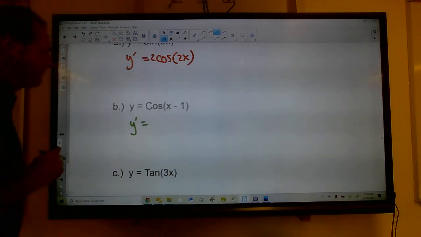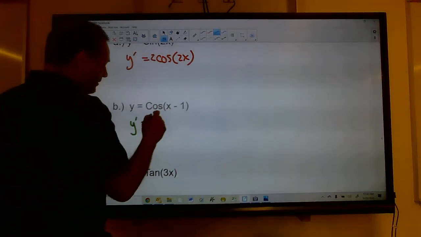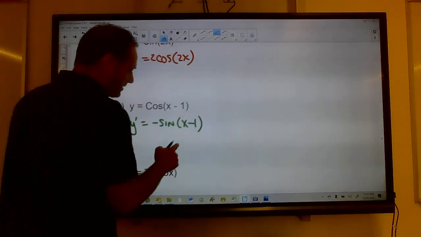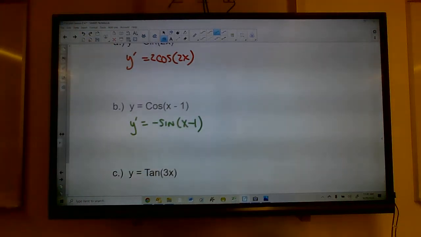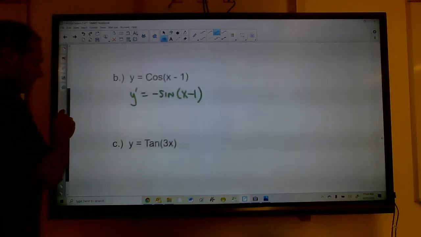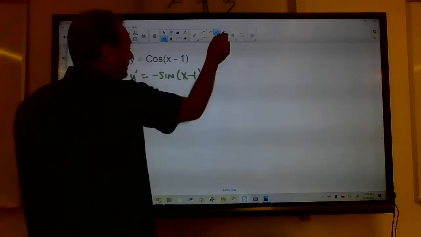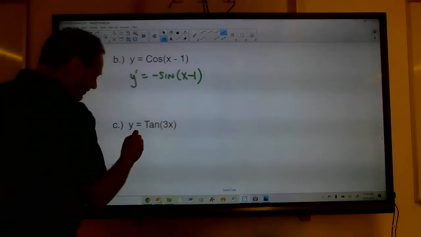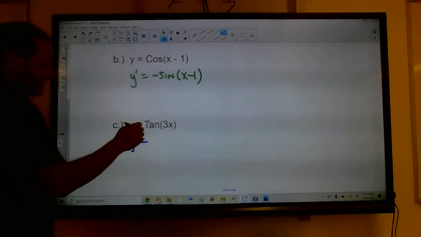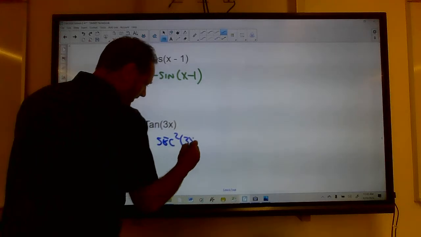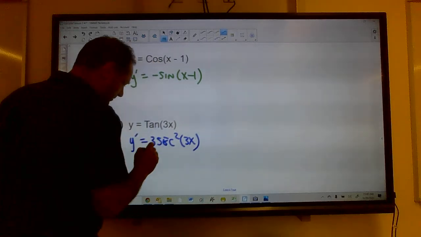The derivative of cosine of x minus 1: the derivative of cosine is negative sine of x minus 1 times the derivative of what's on the inside. That's just 1, so I don't really have to do anything with that. I'm done. Y equals tangent of 3x. Okay, so y prime, the derivative of tangent is secant squared of 3x times the derivative of 3x, which is 3.